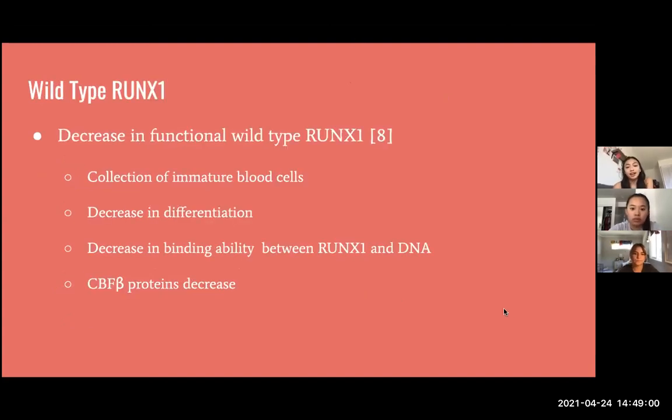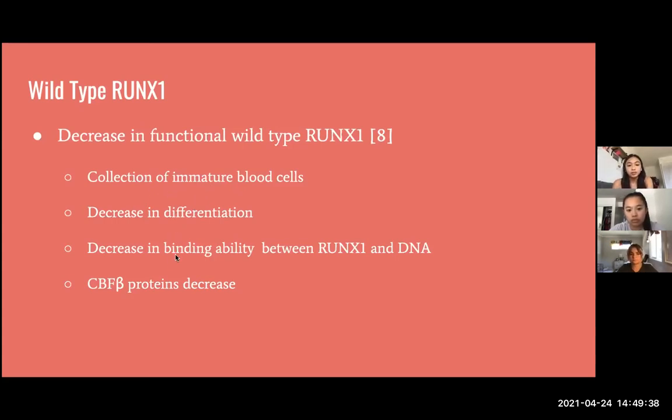Like Taya just said, RUNX1 mutations can lead to AML or other pre-leukemic diseases. And RUNX1 mutations that directly lead to AML are most likely due to the decrease in functionality of wild-type RUNX1. Without the presence of wild-type RUNX1, immature and non-functional blood cells accumulate, and over time, there's a decrease in hematopoietic differentiation. Both of these factors together lead to the development of leukemia.